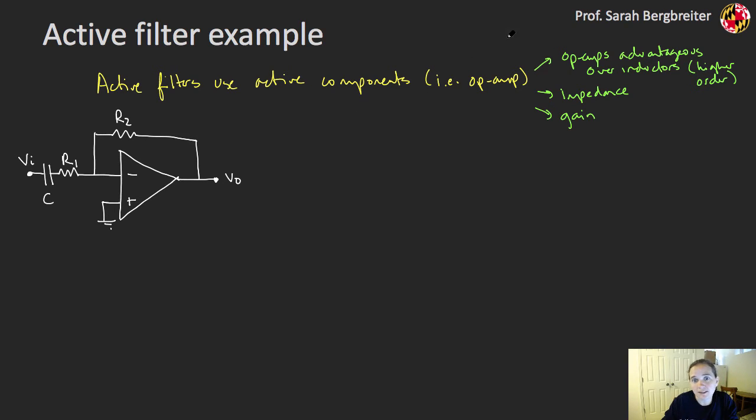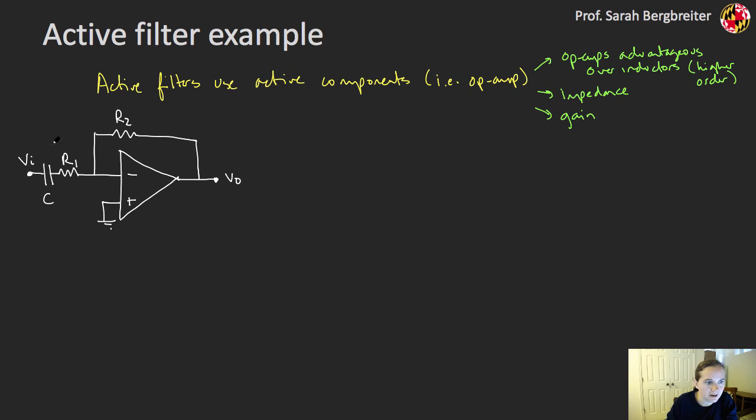I should also mention that a disadvantage to using an active filter, of course, is that I need a power supply now for this op-amp. And so if you want to get away with as few components as possible and not have a power supply attached to your circuit, you might want to go with a passive filter. But active filters do have a lot of advantages to them. So let's start by analyzing this circuit.